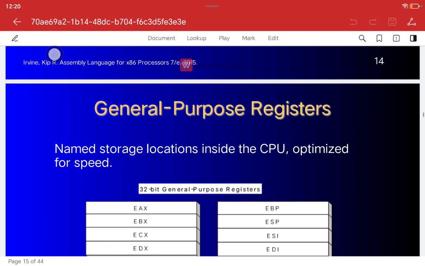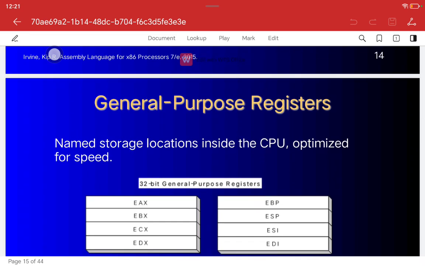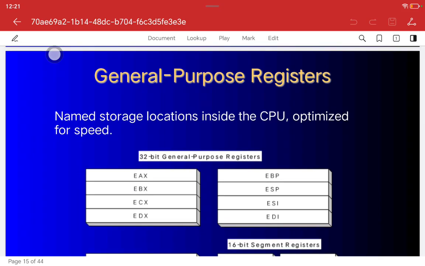So we're going to be starting with the general purpose registers. When we come to the general purpose registers, we have the 32-bit general purpose registers. We have 32, 16, 8, right? They say these are named storage locations inside the CPU, optimized for speed. Every register has its own work, even though some are just going to be assisting other registers or acting as reserve registers, right?